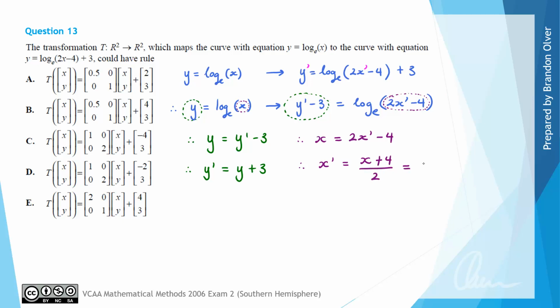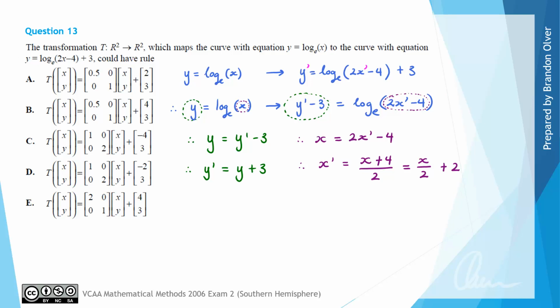And another way of thinking about that is x over 2 plus 2. So that's just splitting apart that fraction, which is actually going to help us when we get to finding which matrix is going to result in that transformation. So looking at what we've got, we need 3 to be added to y.